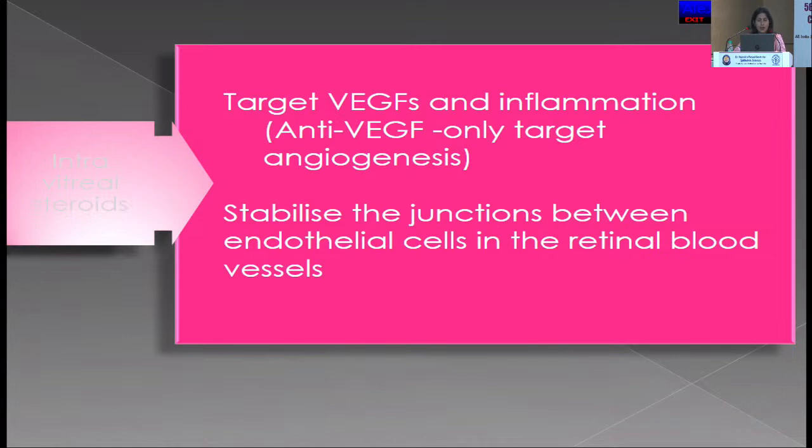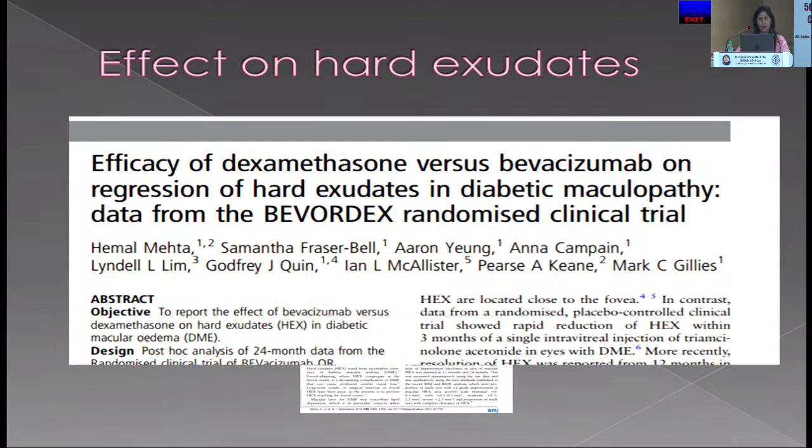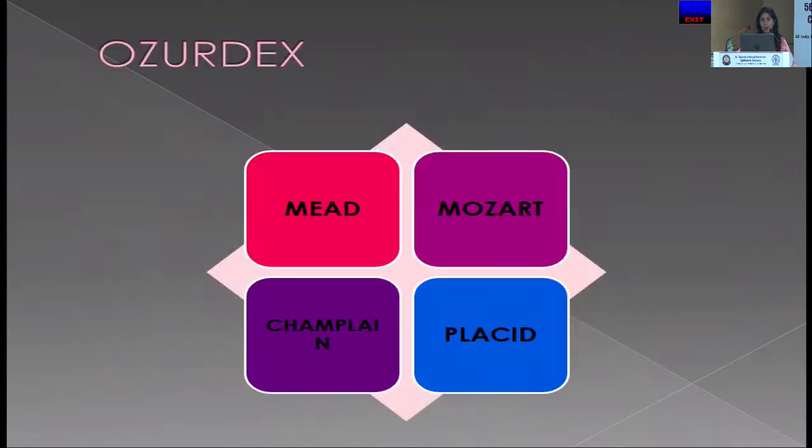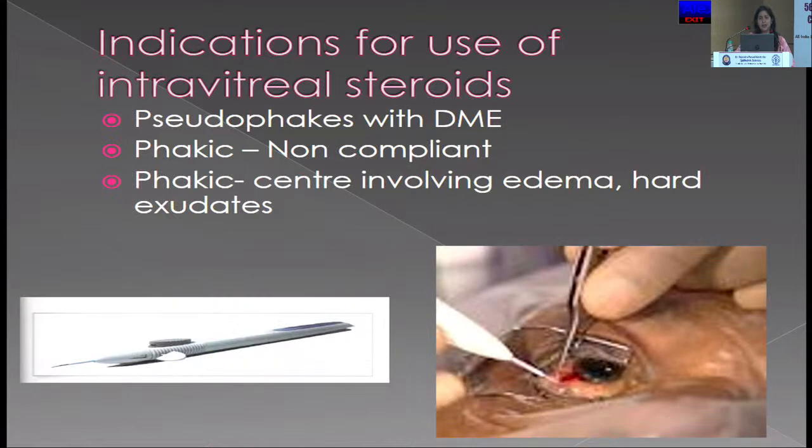If you talk about intravitreal steroids, basically they target inflammation, and anti-VEGFs basically target the release of VEGF mediators. They both stabilize the junctions between endothelial cells in the retinal blood vessels. In fact, some studies have also shown effects on hard exudates. Studies have shown that hard exudates at times just melt away, especially after dexamethasone implant. Some studies are against it also. So, just to touch on various names of studies: Meehan, Mozart, Schefflin and Plessis studies.